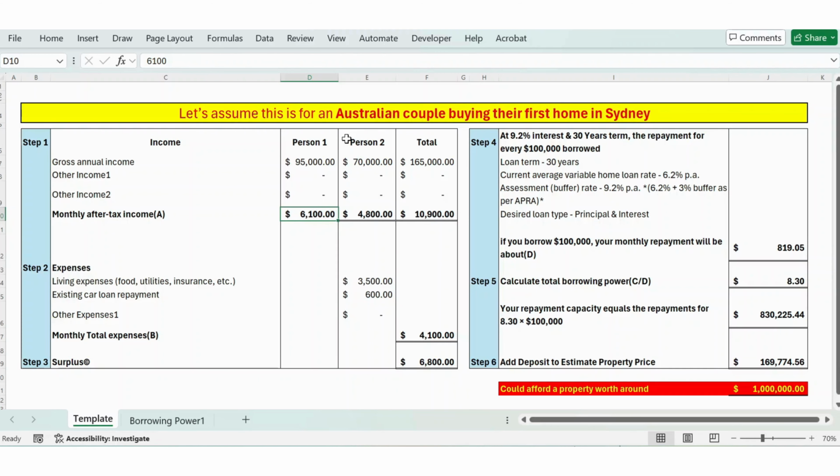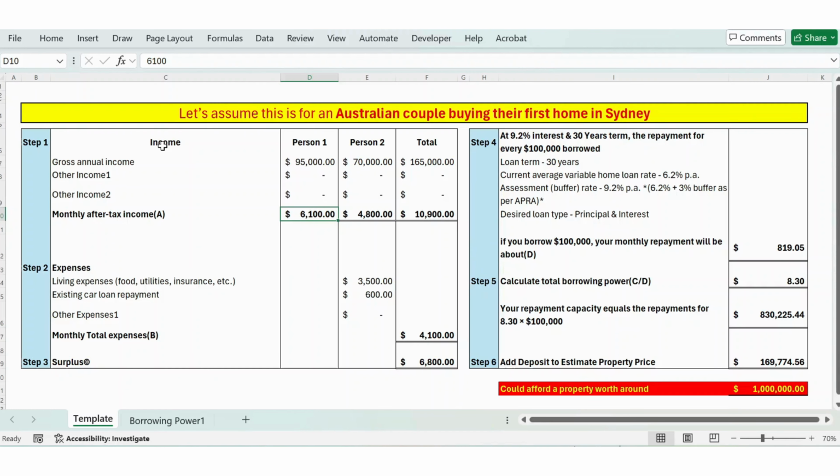Now coming back to the template, this template is fully automated. So for example, you have a monthly after tax income of 6,100 for person 1. Instead of 6,100, if I make it 8,000 and press enter, the entire table changes automatically. Now let's assume this is for an Australian couple buying their first home in Sydney. To calculate the borrowing power, I have segregated it into 6 steps.